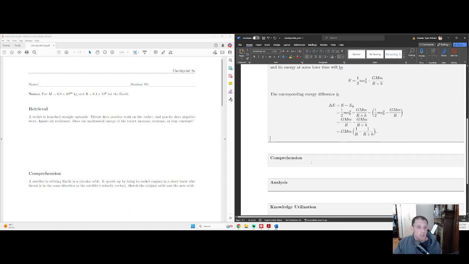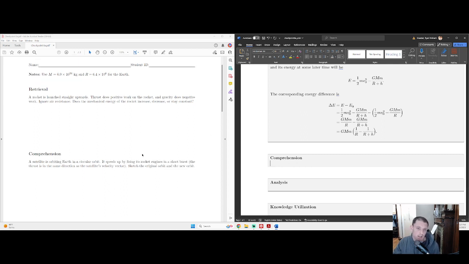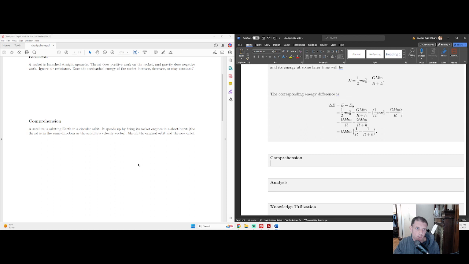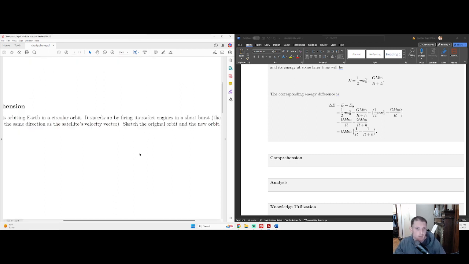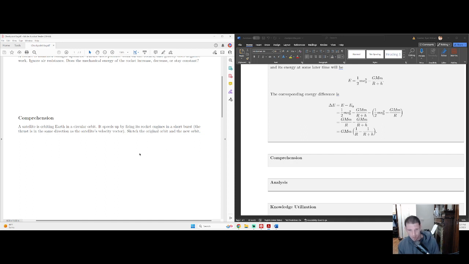Now, this comprehension one, right? This one, I would have gotten this wrong if I had gone into this quiz with no preparation. Admittedly, I'm kind of bad at this orbital mechanics stuff, just because I haven't thought about it or worked with it in a long time. But I don't know that I can give you a satisfactory answer here.